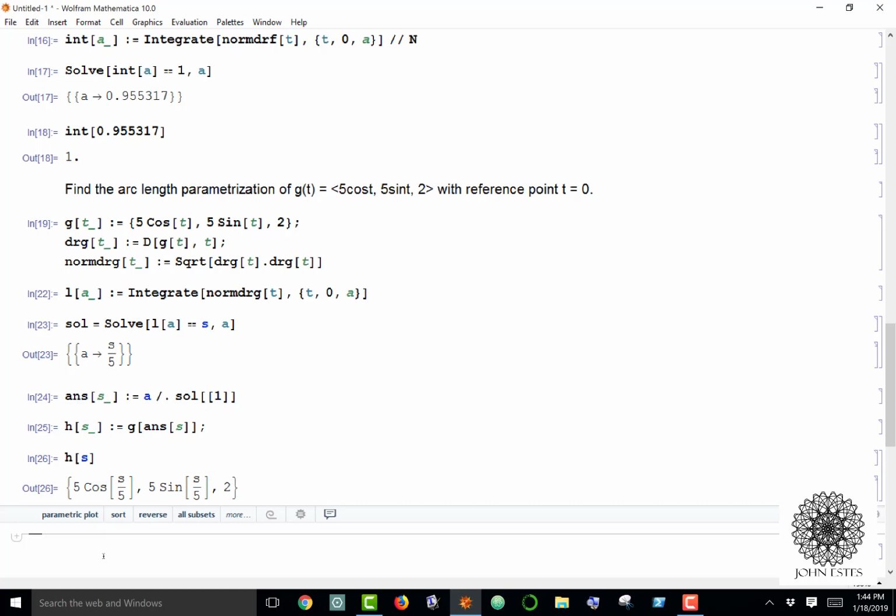I hope this makes sense. Arc length parametrization and finding arc length in general is a very useful thing to do. It's very common in multivariate calculus, and hopefully Mathematica can help you do that in an easier way.